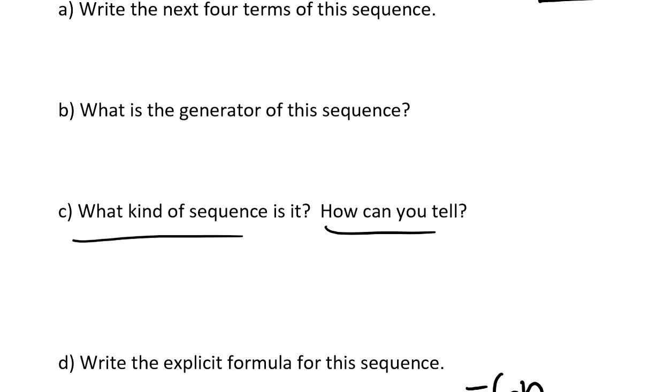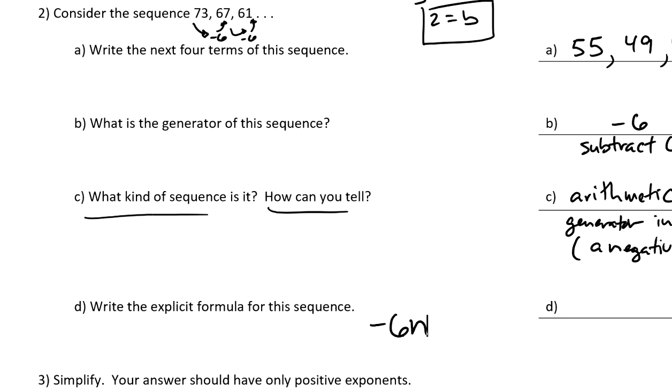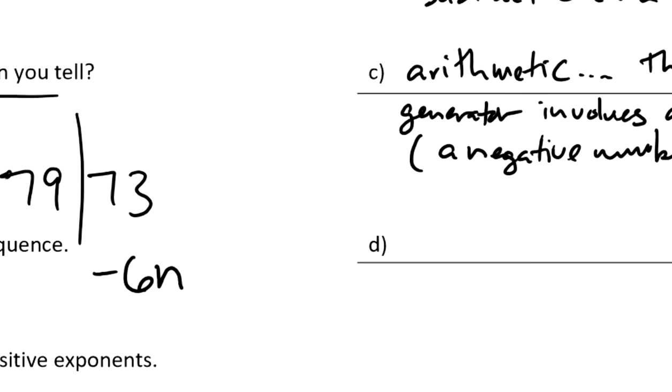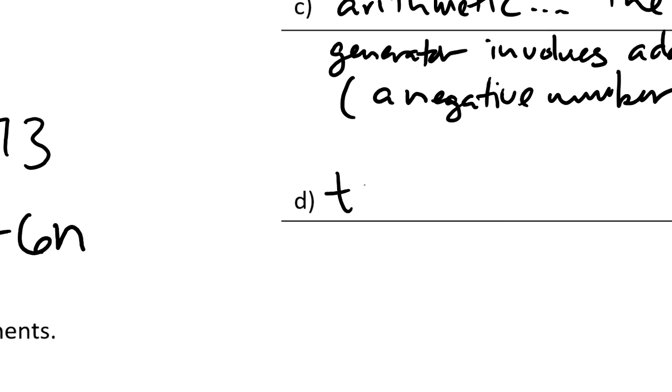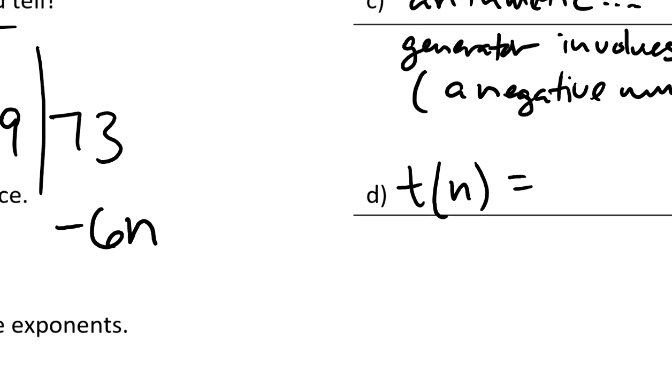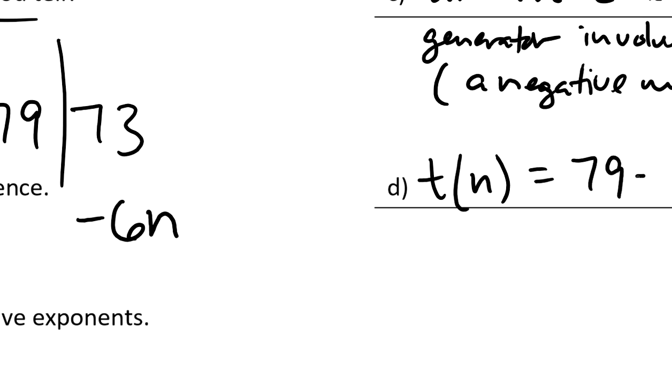I need to know the 0th term of the sequence in order to do this. I know the first term was 73, so if I want to go back and get the 0th term, I would add 6, and it would be 79. So the explicit formula for this would be, I could use t of n, if the value at a particular term number is, I could say, 79 minus 6n, that would be acceptable. You could say it's negative 6n and then plus 79, either way is fine.